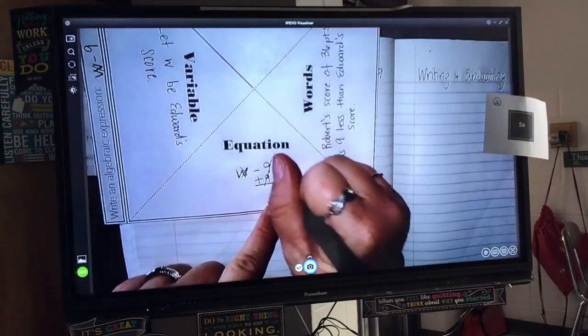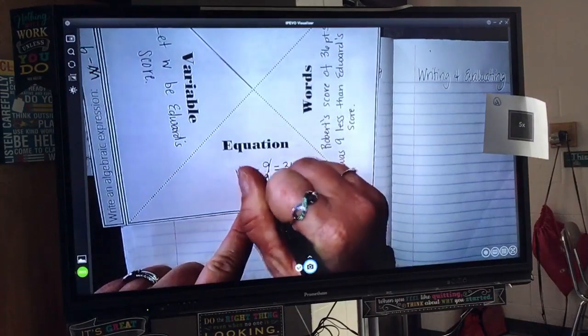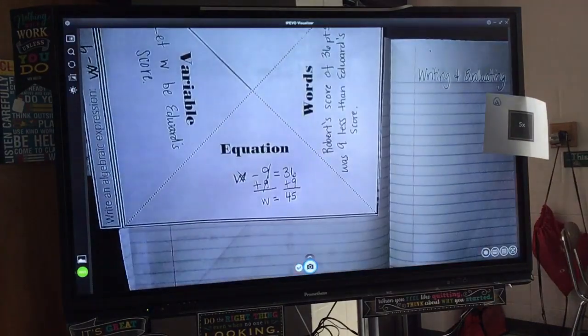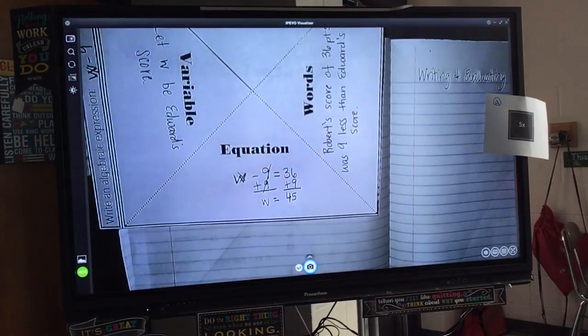45. 45, yeah. So then W equals 45. Why'd you add 9 to the number? Because you do the opposite. You have to get rid of, so again, super mini lesson.